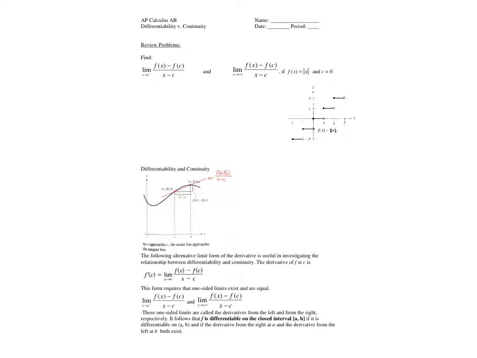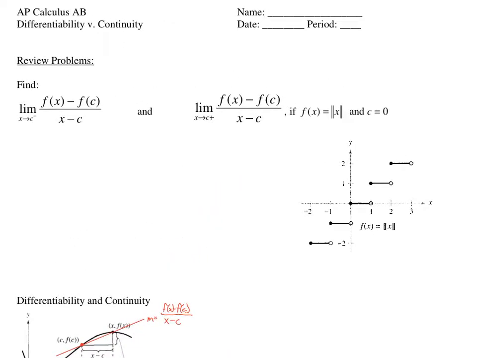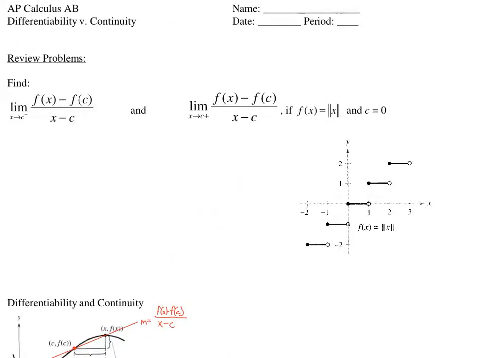Alright, so we want to talk about differentiability and continuity today. Let's warm up a little bit here with a step function. We're going to find the limit as x approaches c from the left and from the right of these things. So the slope as we're approaching c from the left, now they put c at 0. Okay, so c is 0.